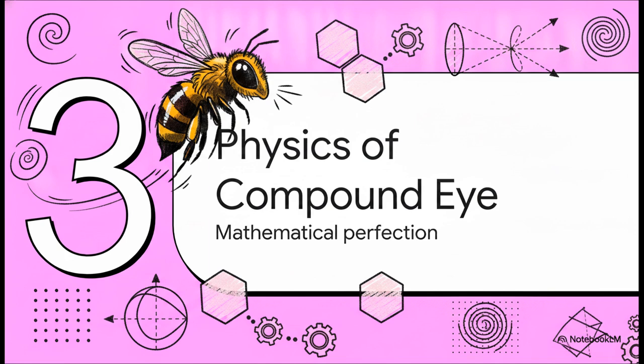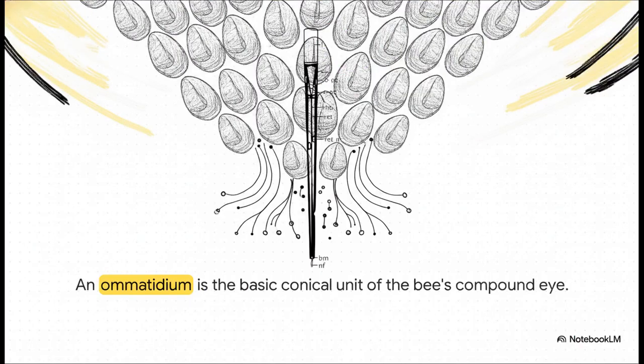Let's jump to part 3, physics of the compound eye. We're talking the mathematical perfection of insect vision. We're leaving human chemistry behind and shifting our perspective to the animal kingdom, specifically the bee, to see how natural selection solved a fiercely complex optics problem using pure, calculable physics. A bee's eye is a compound eye, radically different from ours. It doesn't have one big lens.